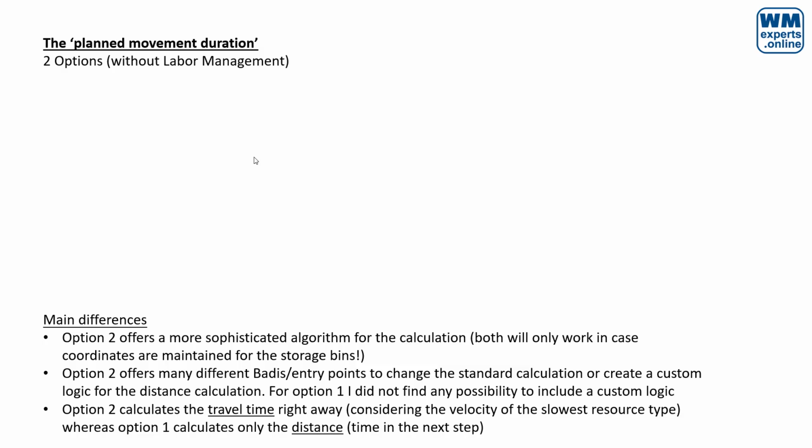The last main difference that I found is that option 2, the new way, calculates the travel time right away. So it calculates the distance and considers the resource type's velocity, whereas option 1, the old way, only considers the distance, and the time is then calculated later in a second step based on the resource type's velocity.